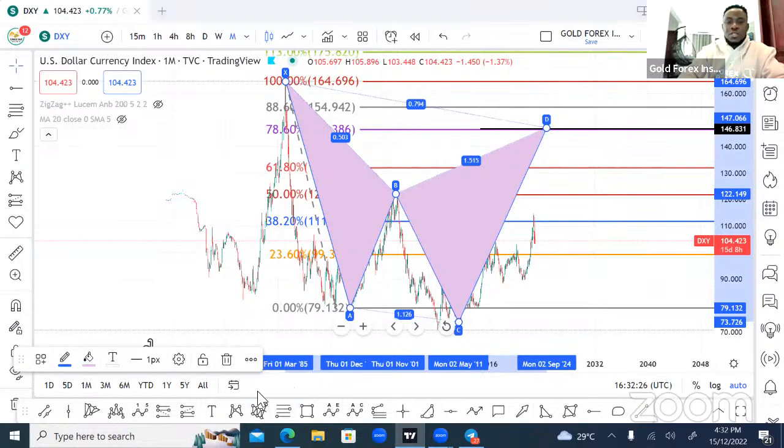Now, okay, someone says he can't see my screen. Please kindly check it well. You should be able to see my screen. Now, DXY is getting to this level. If you can't see my screen, try and go offline and come on again.